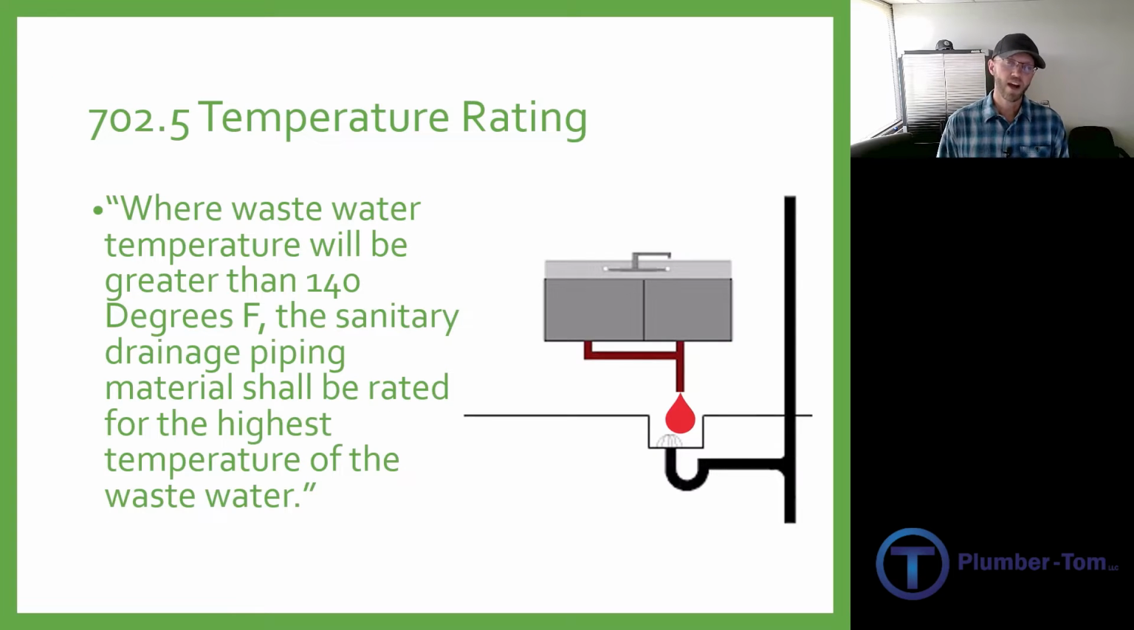In 702.5, the code tells us that there is a limit to the temperature that can be put down. Obviously, the temperature of the waste can have a big effect on the pipe, so if it's too hot, maybe it's coming from steam or boilers or something, it could do damage to the pipes. So it gives a temperature rating, and it says where wastewater temperature will be greater than 140 degrees Fahrenheit, the sanitary drainage piping material shall be rated for the highest temperature of the wastewater. So if you're dealing with super hot water down the drains, you're going to need to make sure that pipe can handle it, or that there's some way to cool that before it goes down the drain to avoid damages.